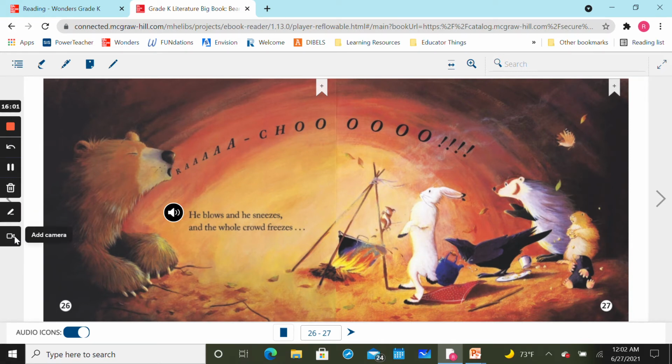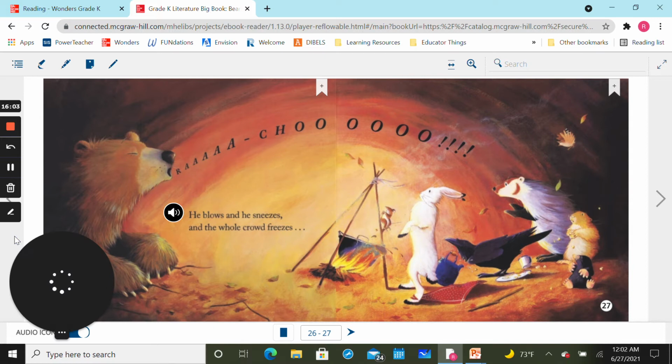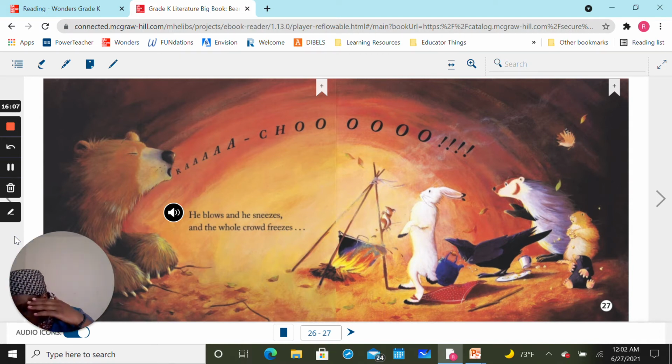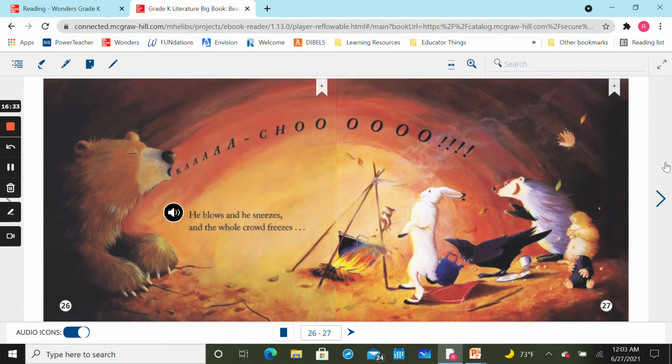So we can visualize in our mind what this looks like. The bear sneezes really hard. Achoo! And everyone freezes, just like in freeze tag. Everybody freeze! So everyone is very, very still. They're not moving. They don't know what Bear is going to do. They're just watching, because that was a really, really loud noise that Bear just made. I wonder what's going to happen next. Let's keep going.